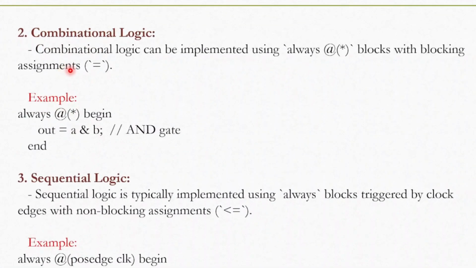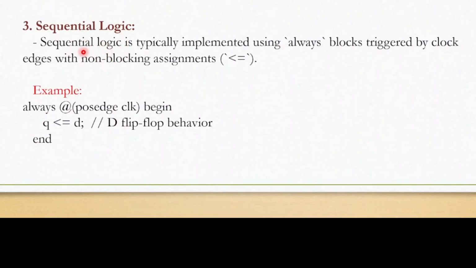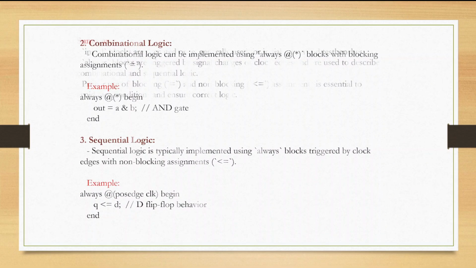Always block in combinational logic. Combinational logic can be implemented using always @ star inside the parenthesis, with blocking assignments. In this example, we write a Verilog code for an AND gate using an always block. Always block in sequential logic. Sequential logic is typically implemented using always blocks triggered by clock edges with non-blocking assignments. In this example, we write a Verilog code for D flip-flop behavior using an always block.